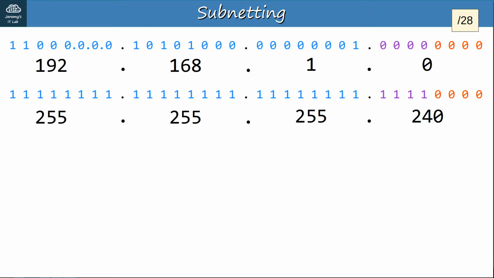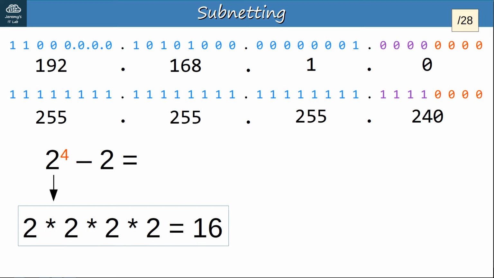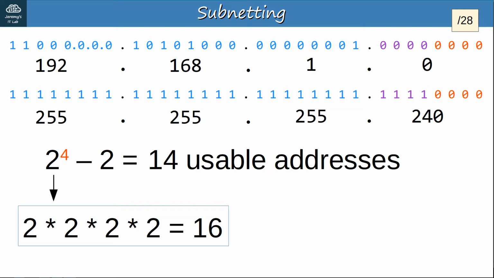How about if we use /28? There are 4 host bits, so the formula is 2 to the power of 4 minus 2. 2 to the power of 4 is 2 times 2 times 2 times 2, which is 16. So that means there are 14 usable addresses. Once again, not enough for 45 hosts.